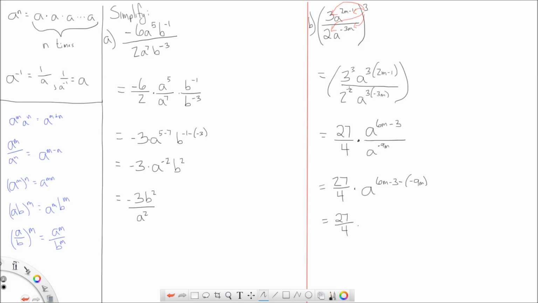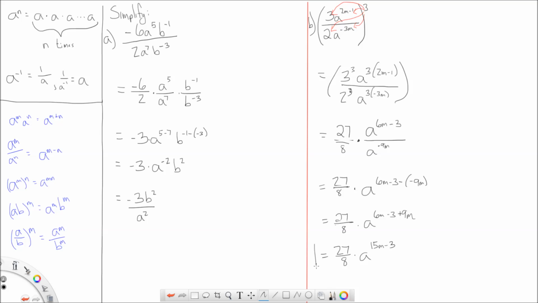These are supposed to be cubed, so this was an 8. Alright, so I fixed that now. These are all 8s. Alright, but now we're going to see what this becomes. We have 6m minus 3, and now this negative becomes a plus 9m. And our final answer, this 27 over 8, again, we can't simplify, but we have this a, 6m plus 9m, it's going to get us 15m minus 3.